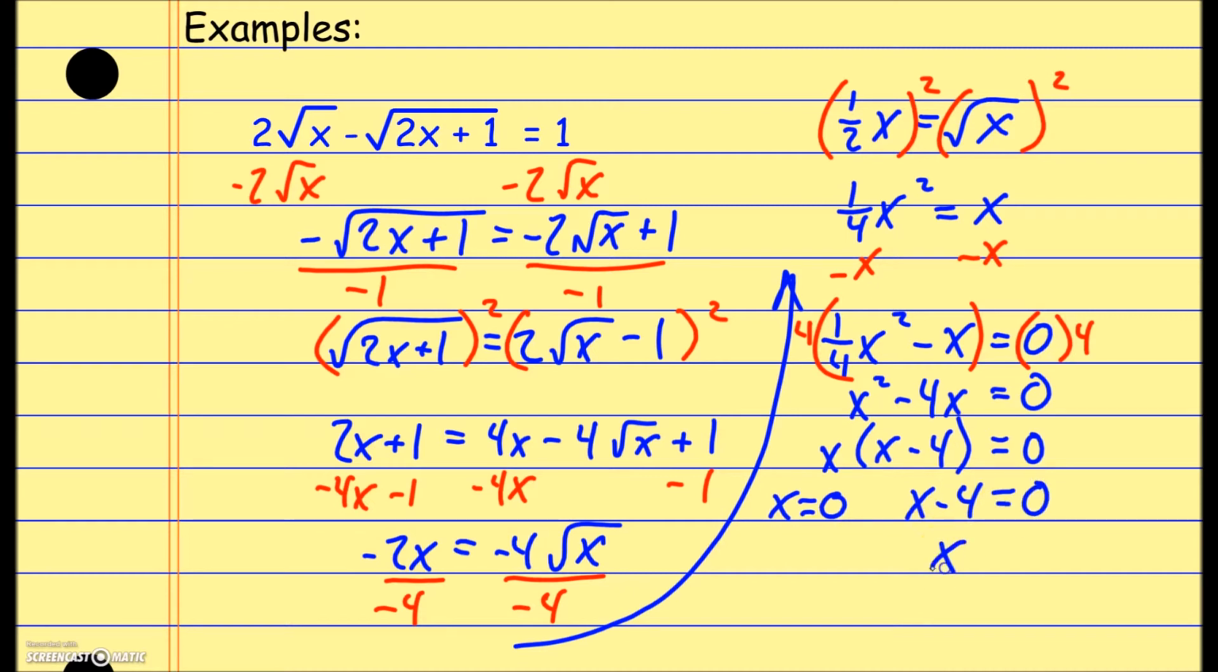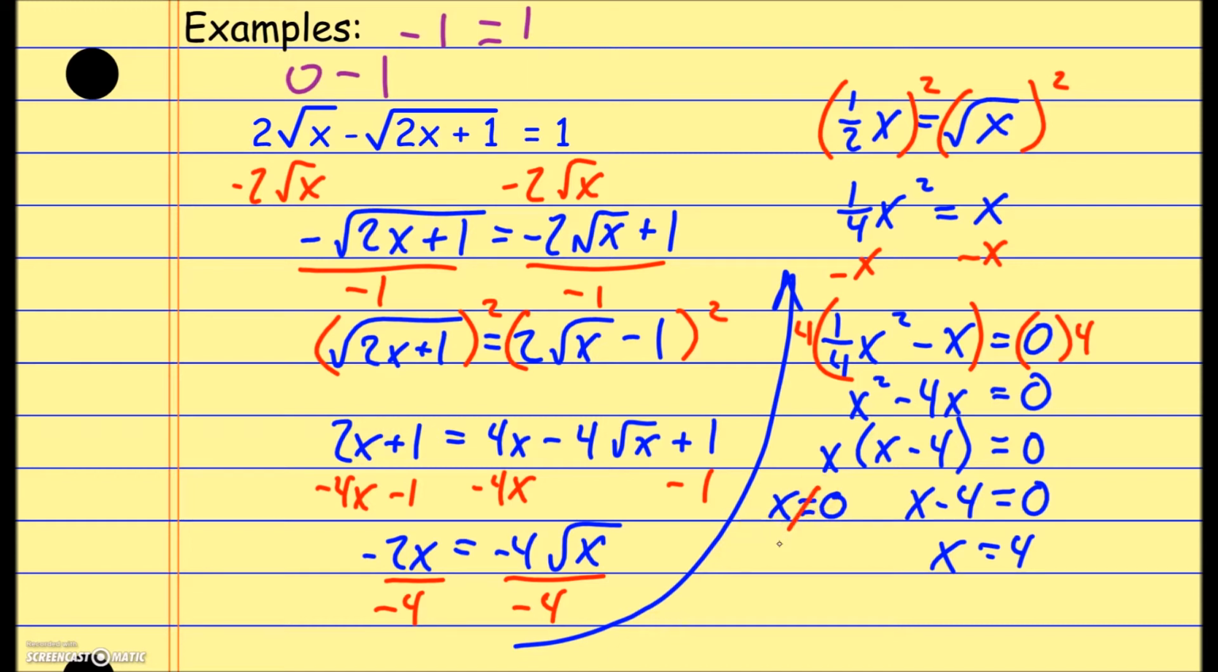This one's already solved. This one gives me x equals 4, but now I've got to plug them back in, make sure that they work. I plug the 0 in. That's going to give me 0 minus, let's see, 2 times 0 is 0 plus 1 is 1. So that's going to be 0 minus 1, which is negative 1. So on that first side I get a negative 1. The second side I already have a positive 1, so the 0 doesn't work. So I can get rid of that one.